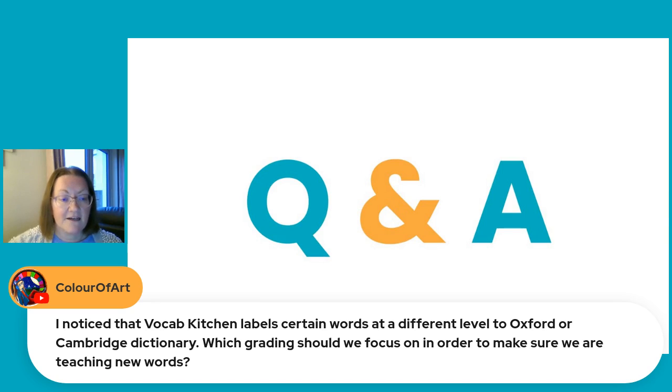Colour of Art, I would just go with the Vocab Kitchen designations. So if, for example, Vocab Kitchen says a word is B2, but Oxford says it's B1, go with Vocab Kitchen. That would be my advice. And remember to reference Vocab Kitchen in your bibliography. But yeah, thank you, Colour of Art. Good question. Everybody, vocabkitchen.com is a really, really great and useful website to use, especially for text 1.